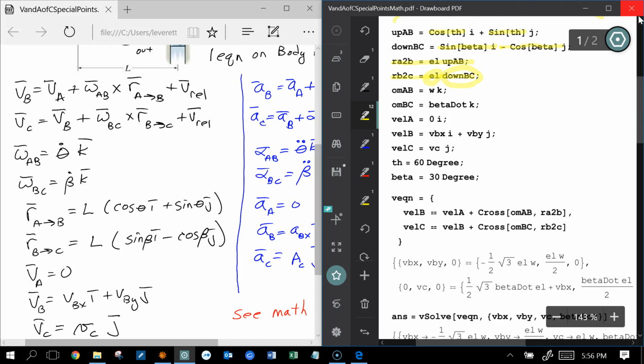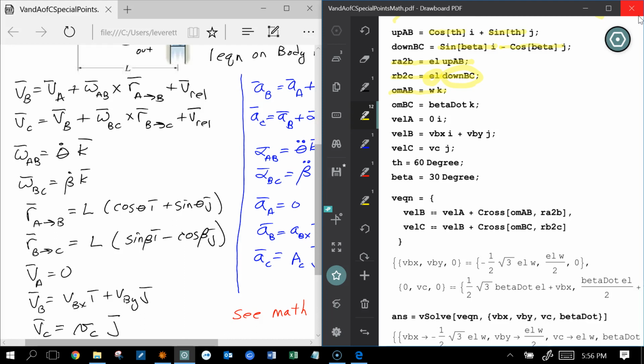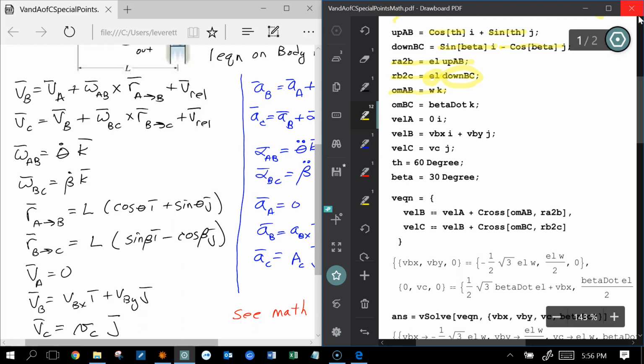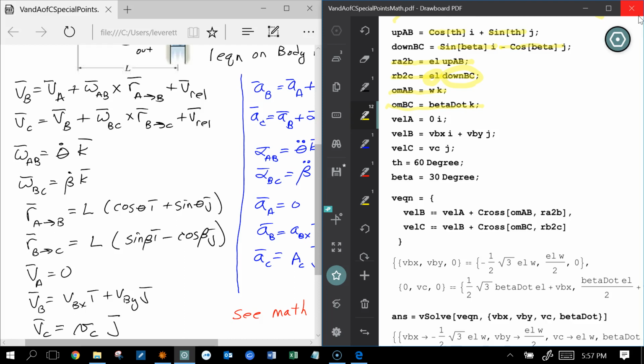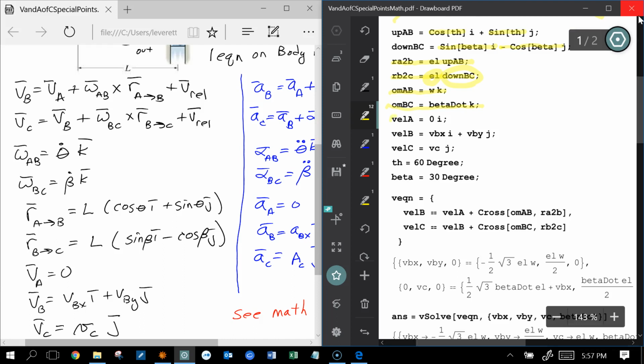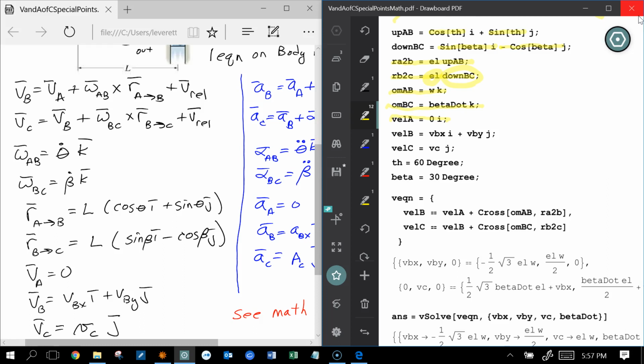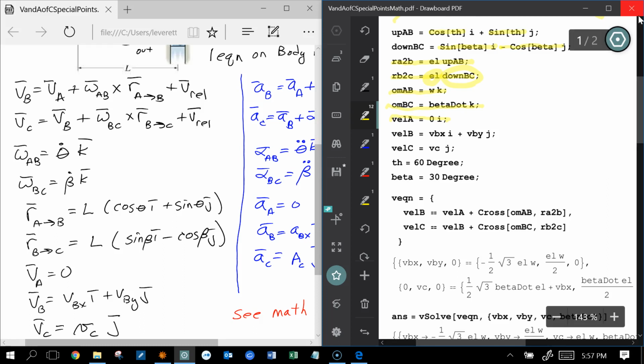Okay, the omega of body AB, the author calls it W, and it's in the K. So that's the omega AB. The omega BC, look at the left, it's beta dot, and it's in the K. Don't forget your I's, J's, and K's. Velocity of A. What is the velocity of A? It's 0, but you've got to make it a vector. So you say 0I, 0J, 0K. You've got to put a vector on it so it knows there are 3 zeros in there. The I is a 0, the J is 0, and the K is 0.